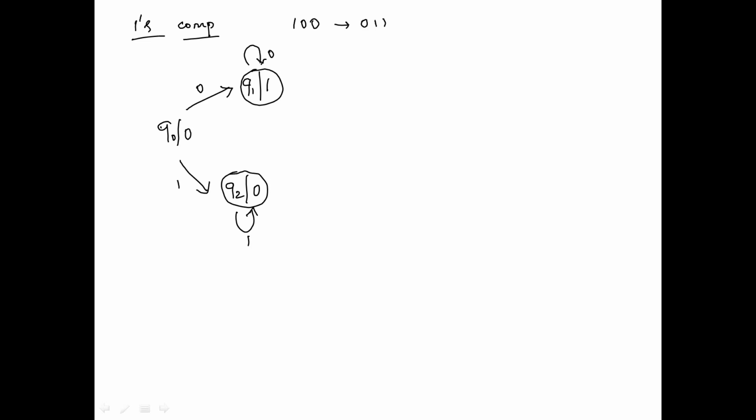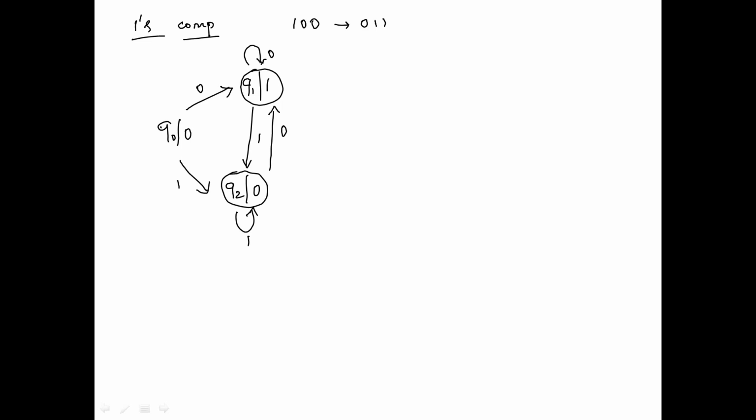Now, what if Q1 sees a 1? Q1 seeing a 1 means I should land at a state that emits 0, so I go to Q2. Similarly, what happens when Q2 sees a 0? I will land at a state that emits 1 because it is a flipping of bits. Now we have completed our DFA.